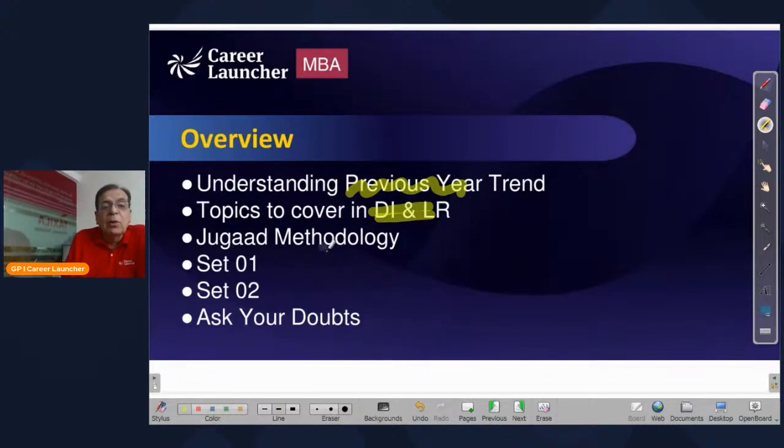Then what is Jugaad methodology? How does it work? What exactly do we do? What do we need to do when we are looking at Jugaad per se? And then we are looking at two sets. Now both these sets are from old CAT papers. In fact, both these sets are from CAT 2022. One of them is a slot 1 paper and the other is a slot 3 paper.